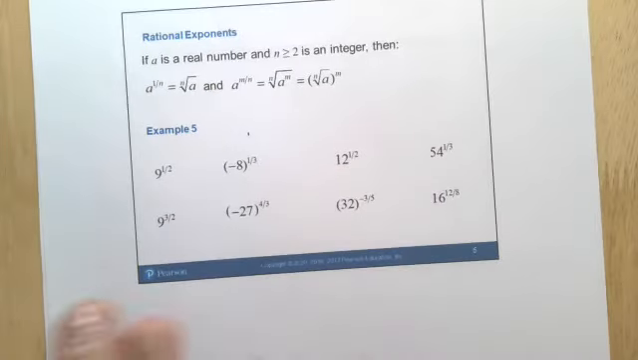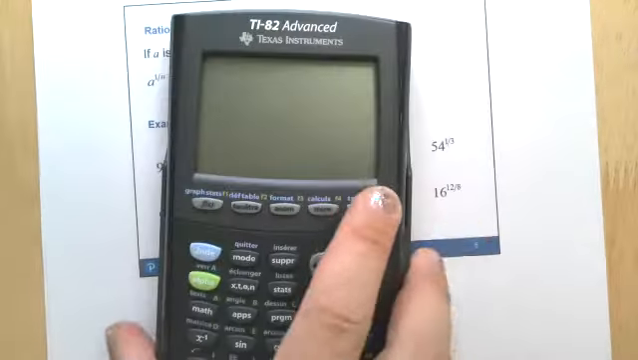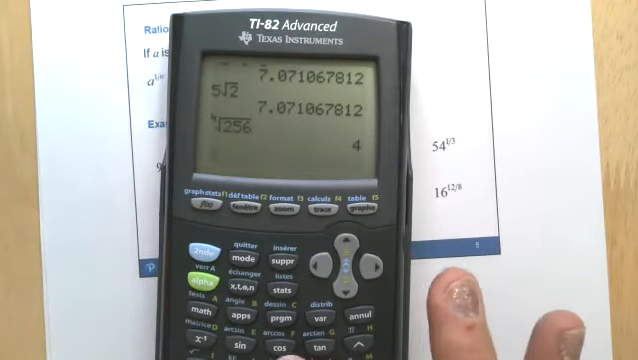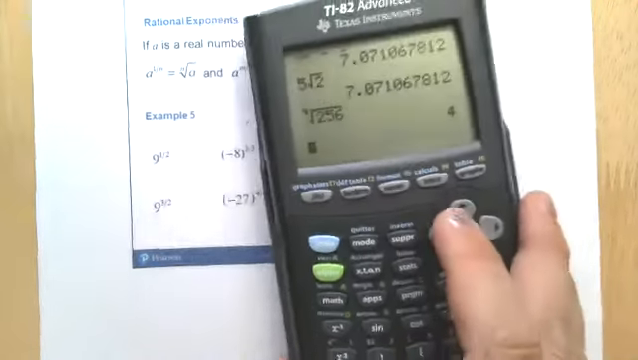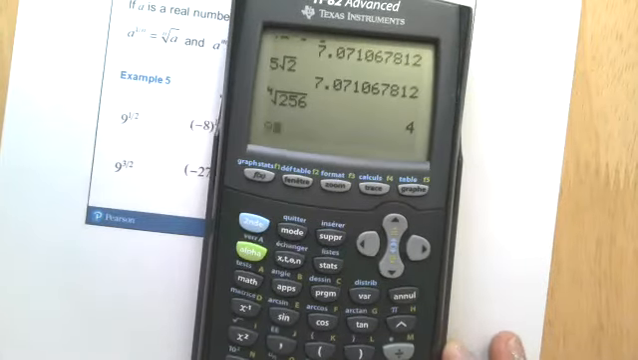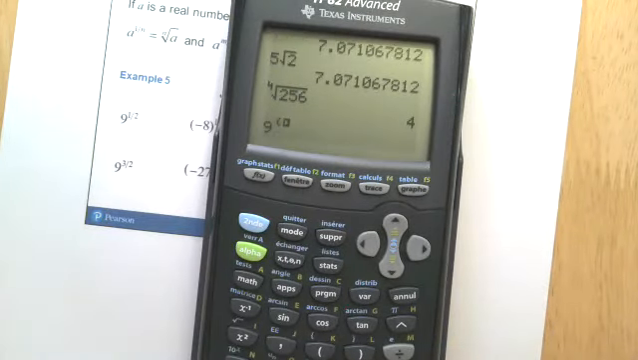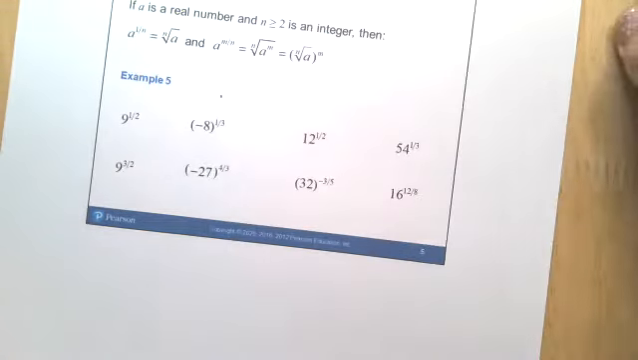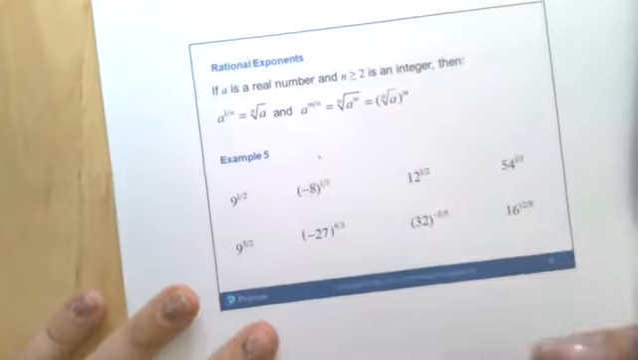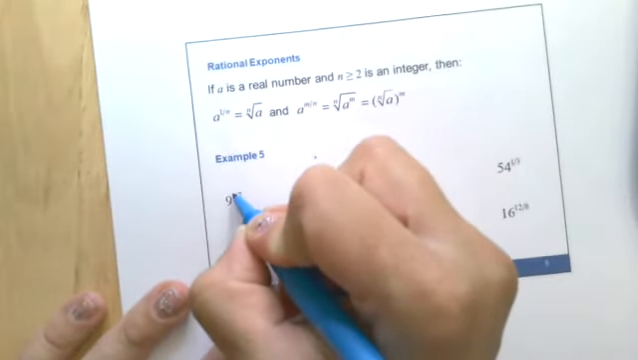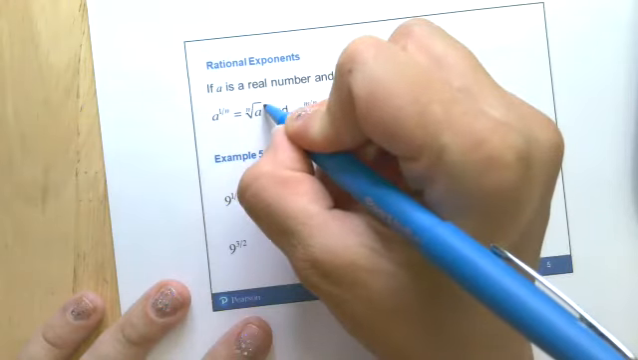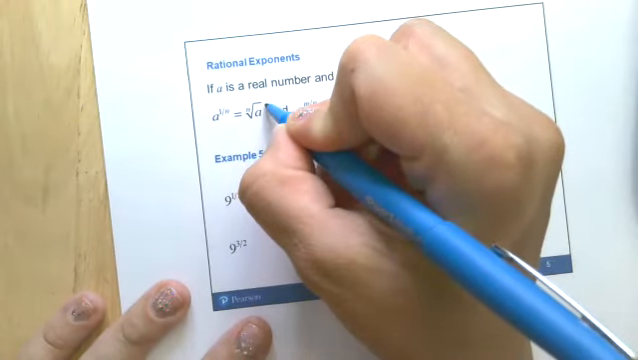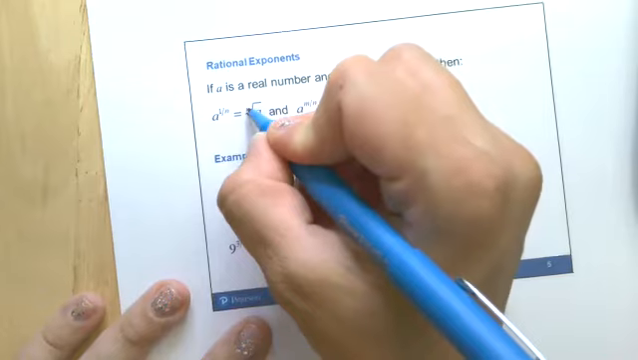Fractional exponents. You can do this in your calculator. What was it? 9 to the 1/2. If you get a whole number, perfect, you're done. If not, you might need to work it by hand. All right, so the numerator of the fraction will go right here. The denominator of the fraction will go right here.